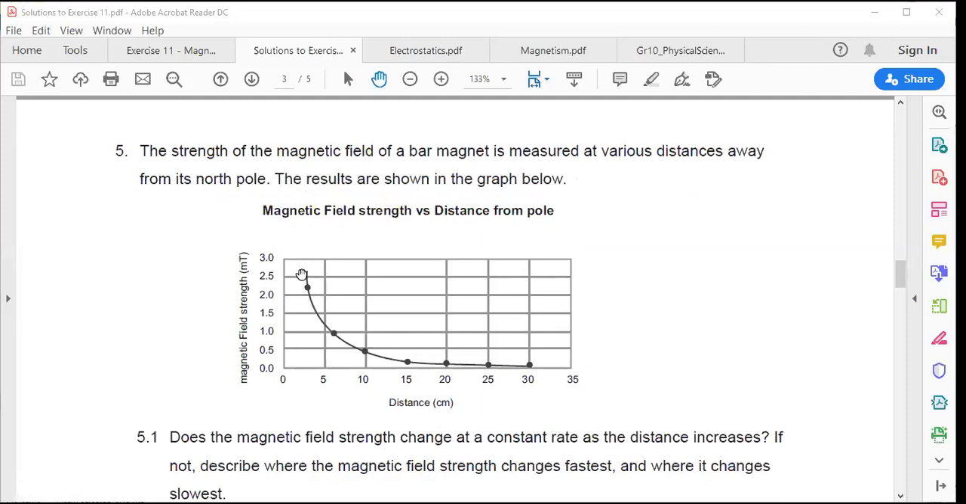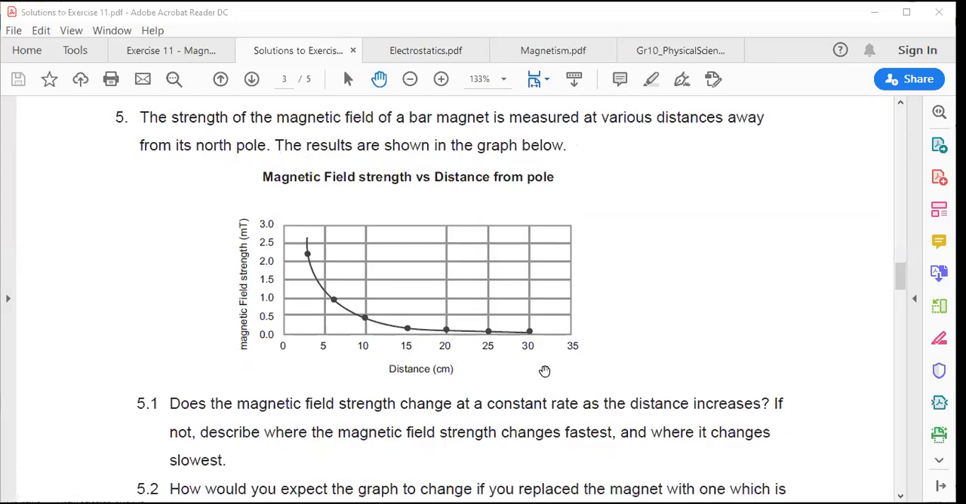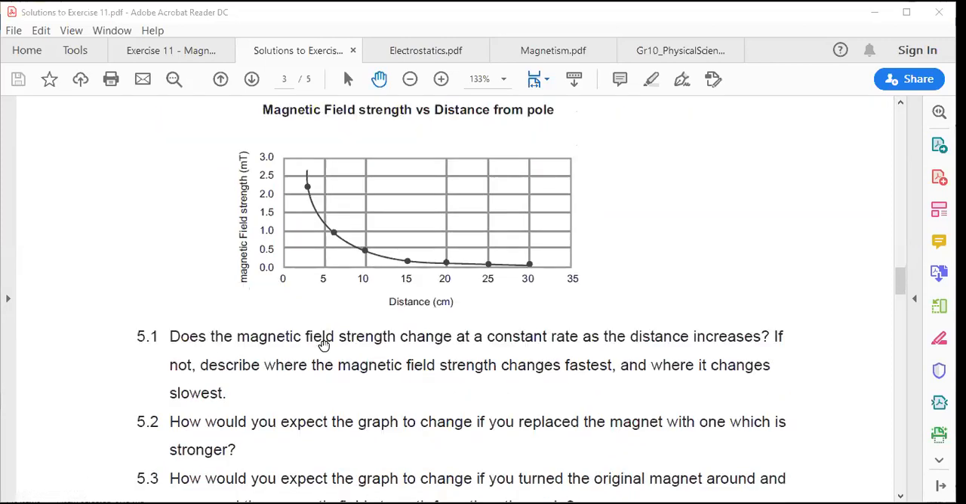So what is happening here? It means as you move away from the poles, your magnetic field strength decreases, right? There's a sharp decrease here. Then here it decreases gradually, right? Then 5.1, does the magnetic field strength change at a constant rate as the distance increases? If not, describe where the magnetic field strength changes fastest and where it changes slowest, right?